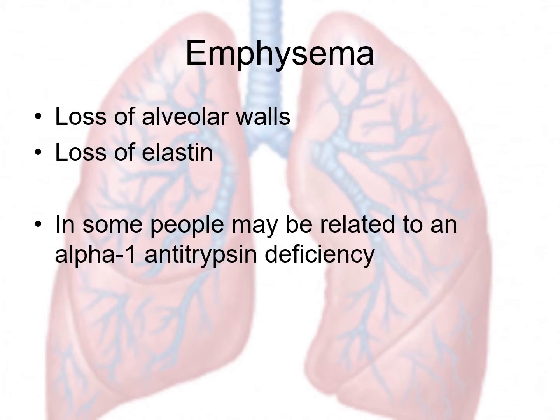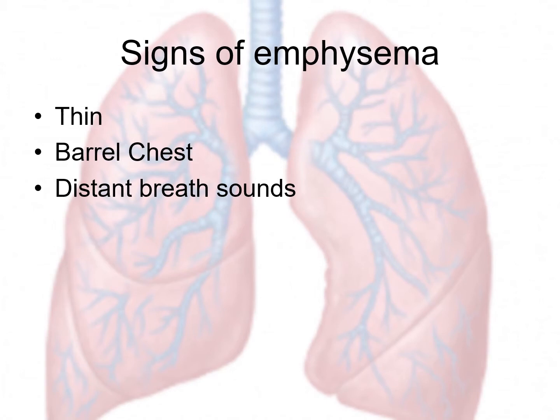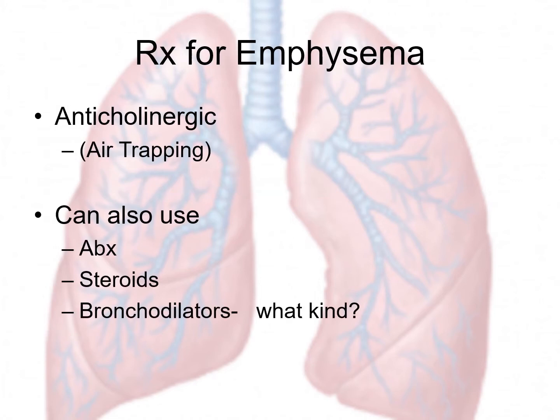Emphysema is loss of the alveolar walls and loss of the elastin. In some people, this may be related to alpha-1 antitrypsin deficiency. And most people that have COPD become thin. They don't absorb nutrients as well because they get dyspneic. They stop eating. They can develop a barrel chest, and they'll have distant breath sounds.